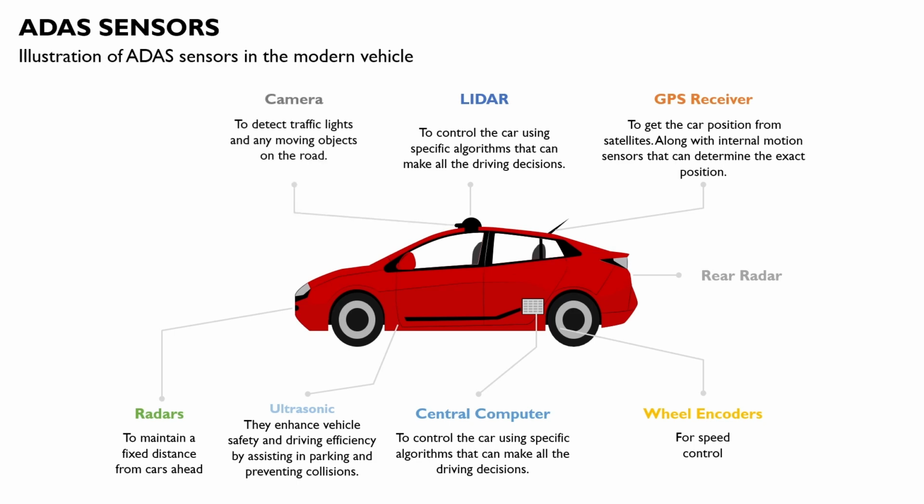And next one is cameras. Cameras are mainly used to capture visual information, enabling recognition of objects, lane markings, and traffic signs. These are some of the most important ADAS sensors in the modern vehicle.